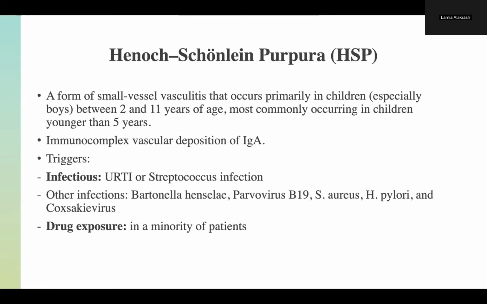It's due to immune complex vascular deposition of IgA. Common triggers include infection, such as upper respiratory tract or strep infection. However, other infectious causes can be seen. Drug exposure is less common in this entity, but it can be seen as well.